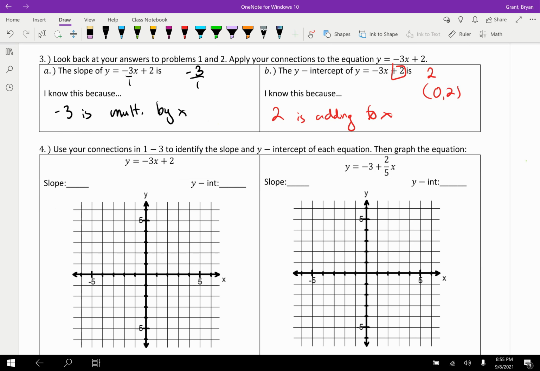So now that we know the connection between the equation and its slope and its y-intercept, I bet we can go through and graph these equations really fast just using our two shortcuts. So let's take a look.